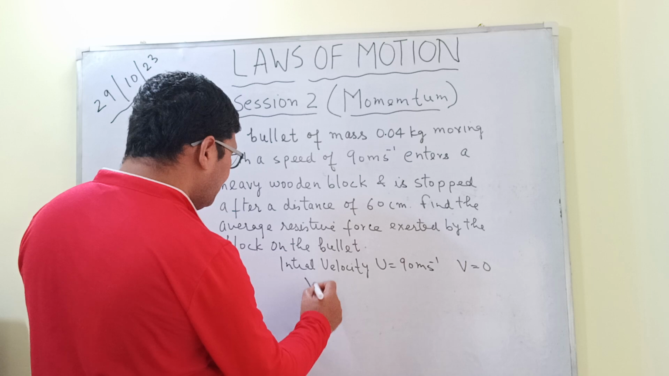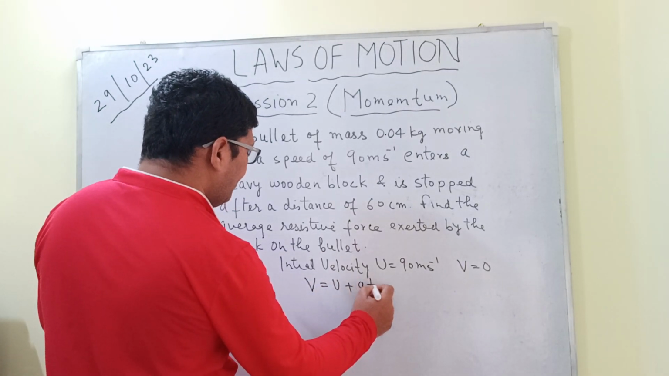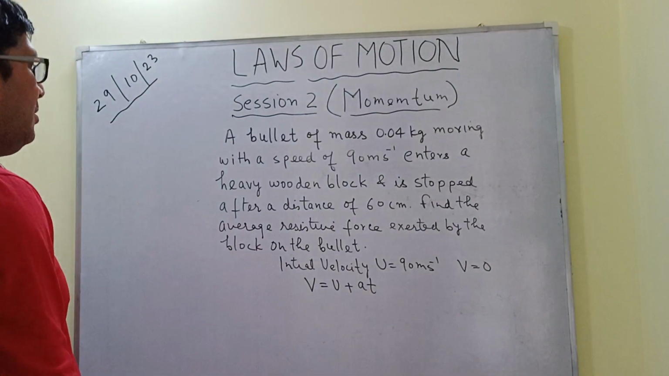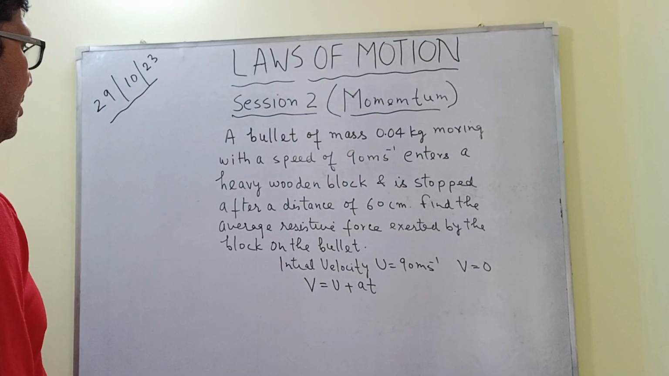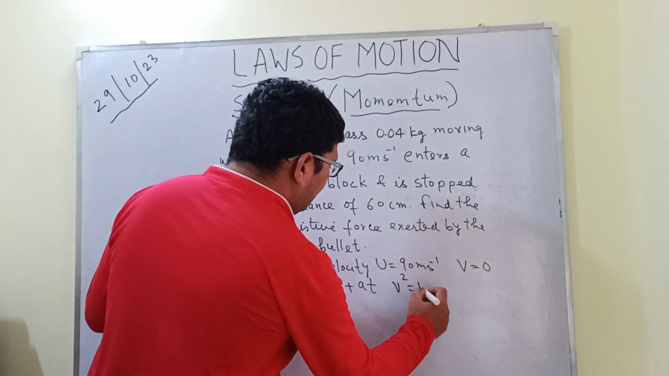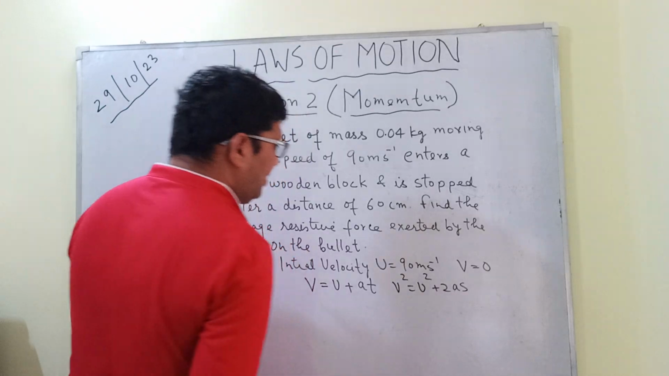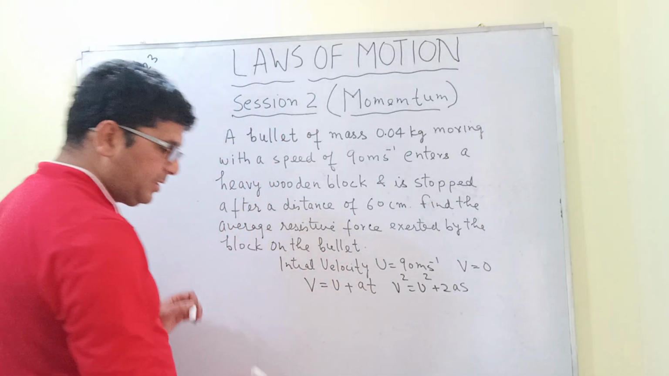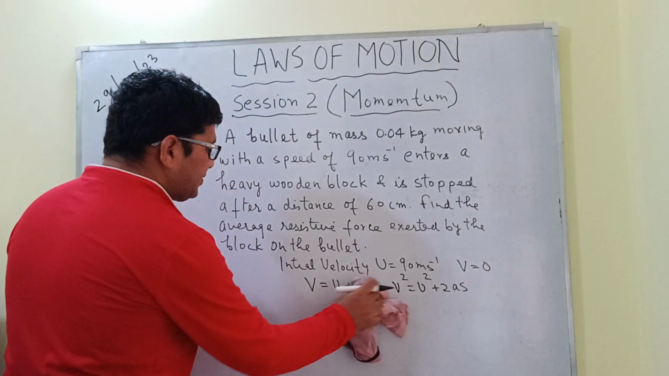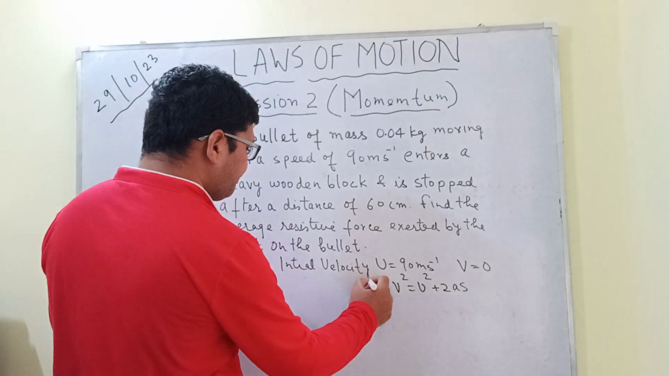So we will be using the equation of motion, that is v = u + at. ठीक है? हम ये यूज कर सकते हैं, या we can also use this v² = u² + 2as. ठीक है? s हमको दिया हुआ है, this is in centimeter, so we have to convert it into meters. So we will be using this equation and not this one.